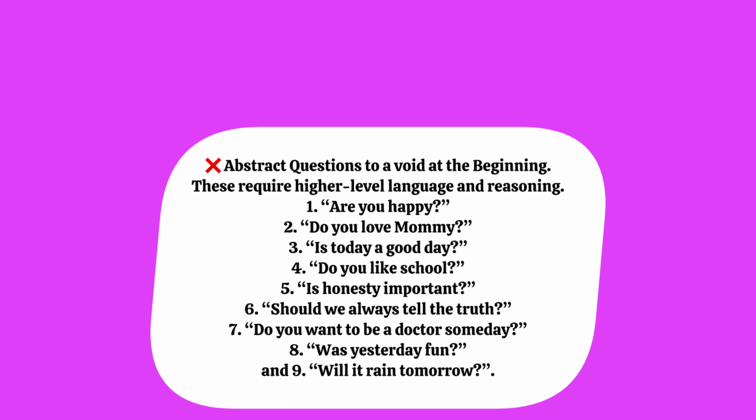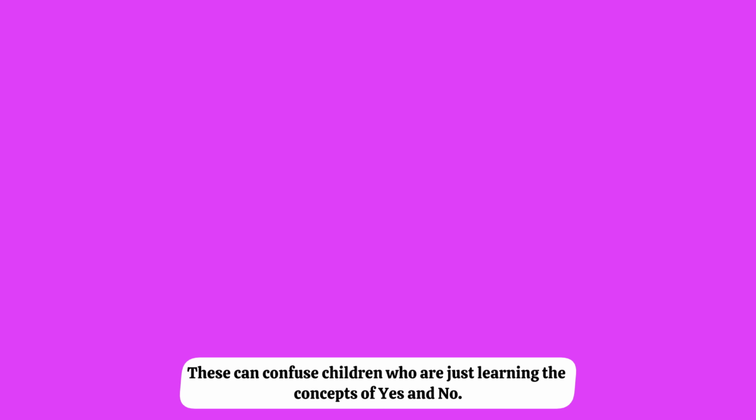Abstract questions to avoid at the beginning. These require higher-level language and reasoning. 1. Are you happy? 2. Do you love mommy? 3. Is today a good day? 4. Do you like school? 5. Is honesty important? 6. Should we always tell the truth? 7. Do you want to be a doctor someday? 8. Was yesterday fun? And 9. Will it rain tomorrow? These can confuse children who are just learning the concepts of yes and no.